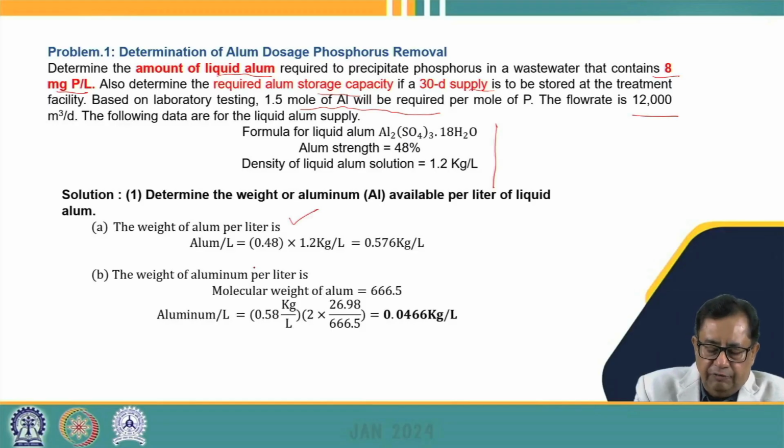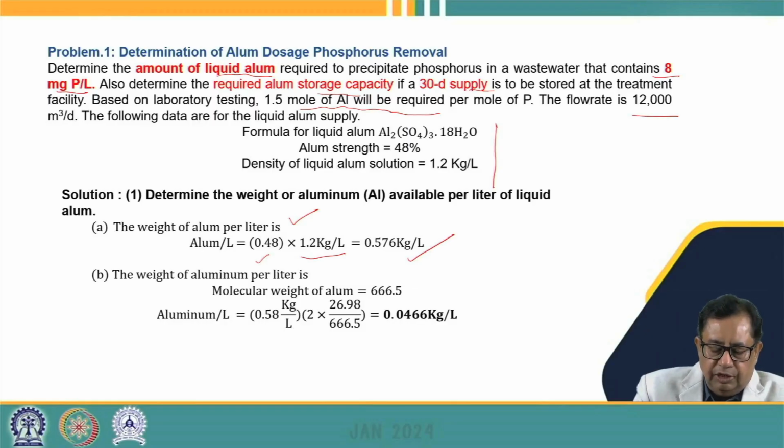For example, we are having 0.48 for 48% of the alum strength, and the density of the liquid alum solution is 1.2 kg per liter. So we can get the alum in the solution as around 0.576 kg per liter.